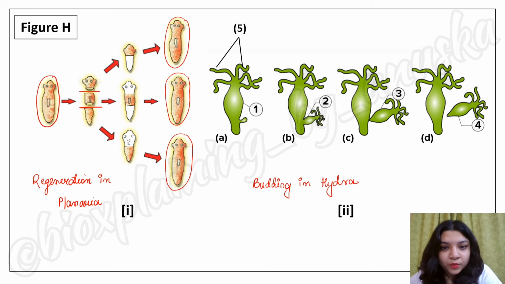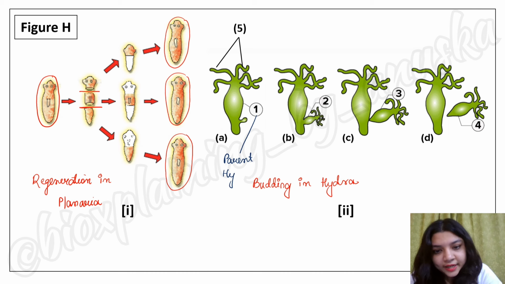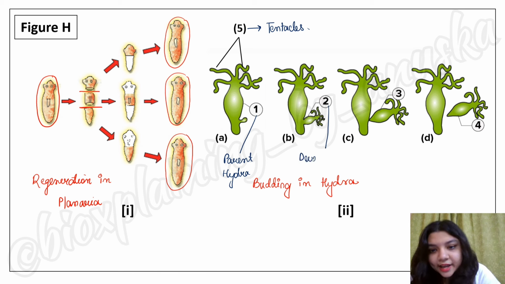So what is number 1? Number 1 refers to the parent hydra. Yahin pe likh dete. Number 1 is the parent hydra. And after number 1, I'll directly talk about 5. 5 refers to the tentacles of hydra. Okay. Then what is number 2? Number 2, you see a small bud has started to develop. So इसे हम लोग कहेंगे this is a developing bud. Okay, this is a developing bud.